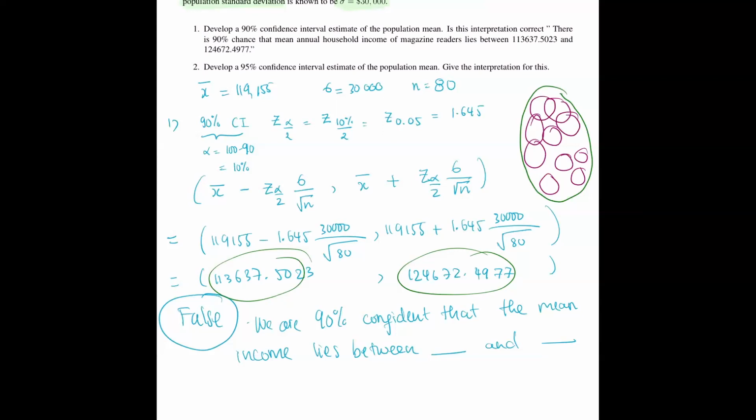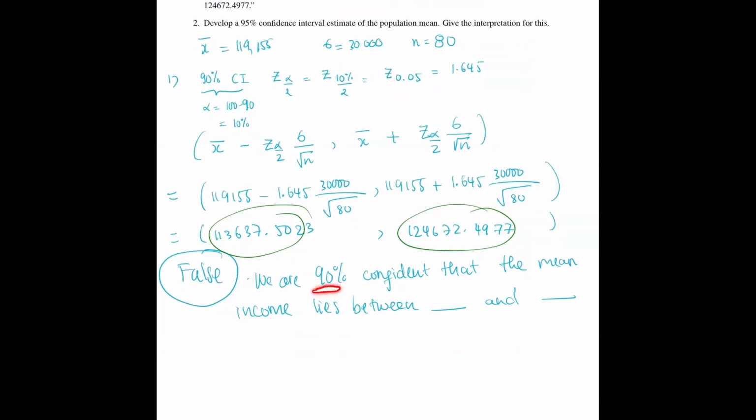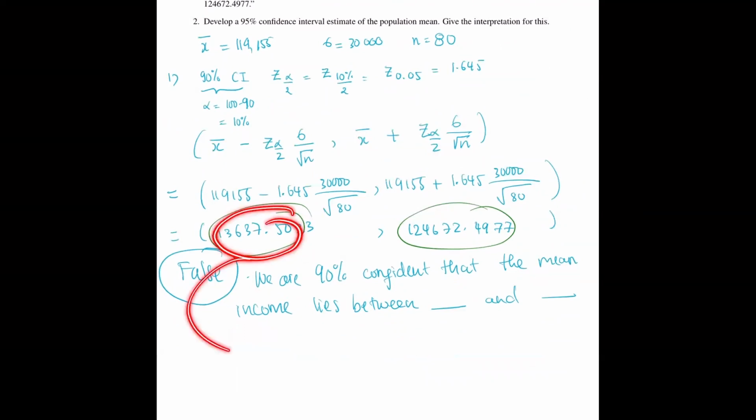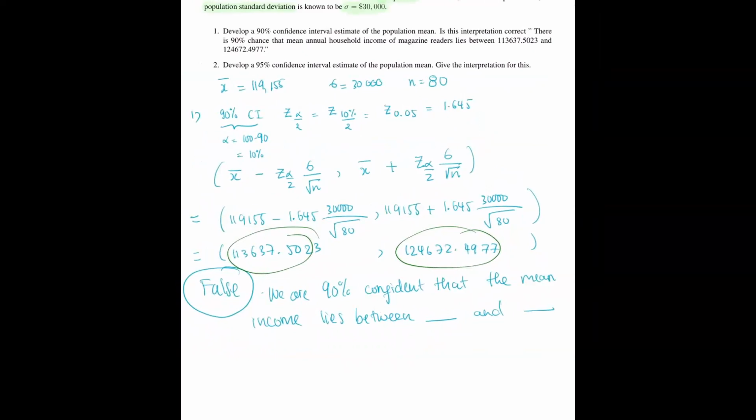Any question? But yeah, I do think that this kind of interpretation is the easiest for you to copy, because you just need to change this number, like we are 90% confident, we are 95% confident, that the mean of something that is given in the question lies between the lower bound and the upper bound, if you are asked to interpret that. Okay, if you don't have any question, we will look at number 2.